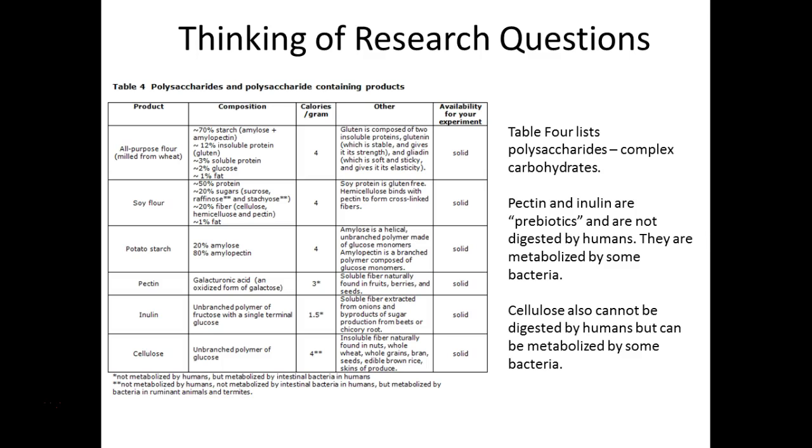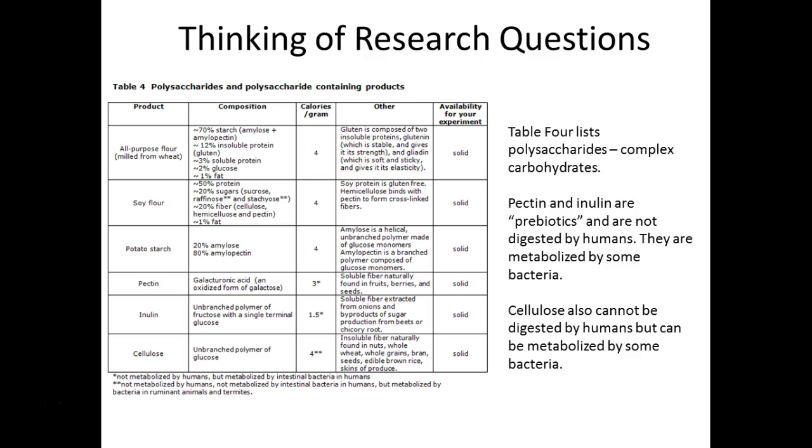And then we have cellulose. And remember, cellulose is found in the walls of plants. Cellulose is consumed by humans to prevent constipation. So cellulose is often going to be found in preparations that prevent constipation. So again, you can see calories per gram on here, availability for your experiment, and some other interesting information about the products.